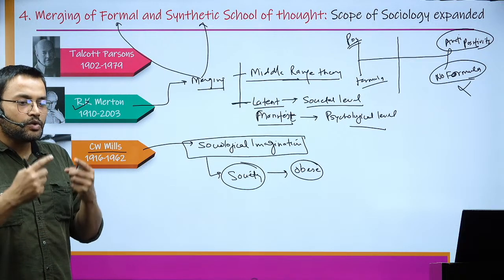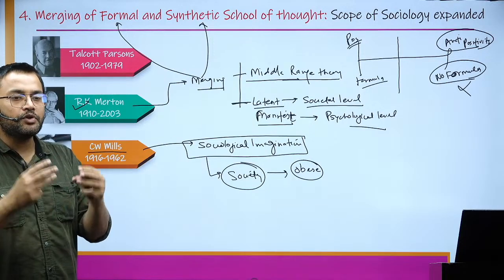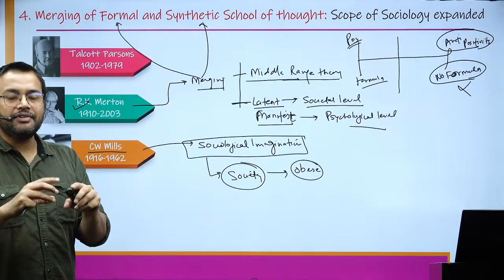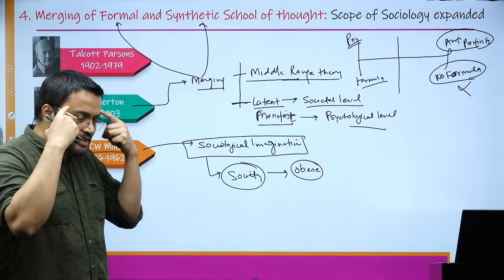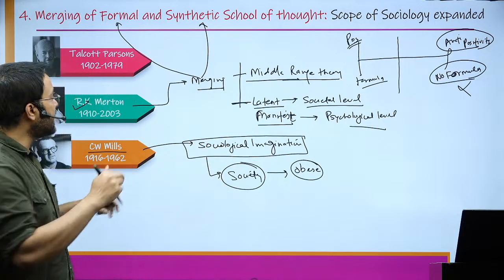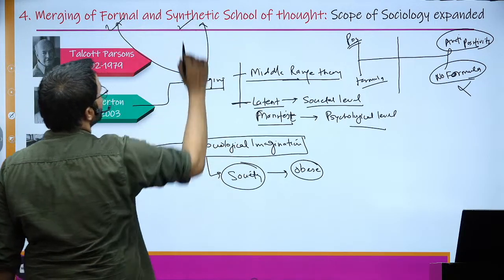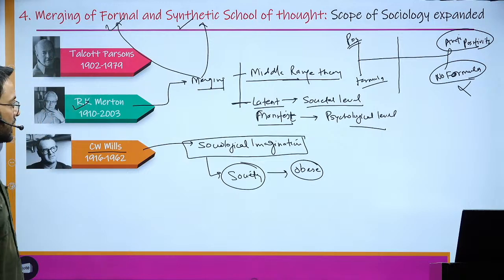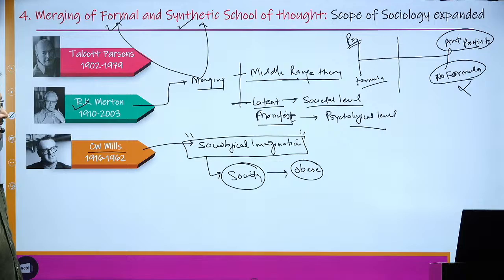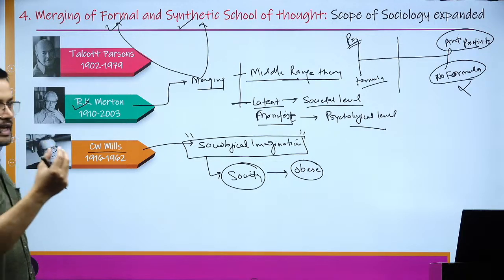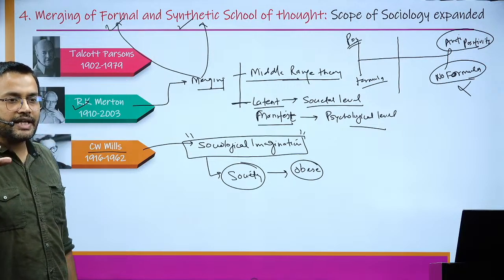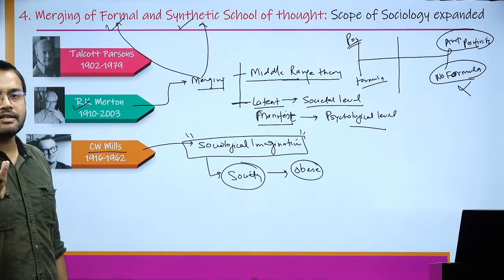So in order to understand how you behave, you need to understand your social milieu also. Your behavior is a culmination of your psychological, individual factors as well as social factors. So again, a merging of both the formal and synthetic schools of thought. That is the sociological imagination. When you talk about the individual factor, we call it a private issue, and things at the societal level we call public issues.